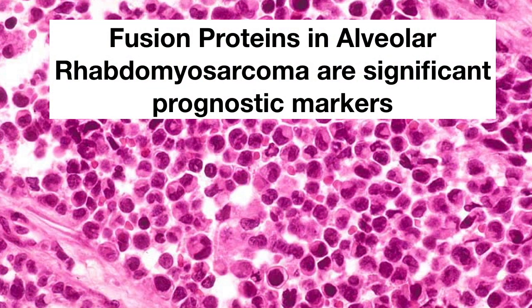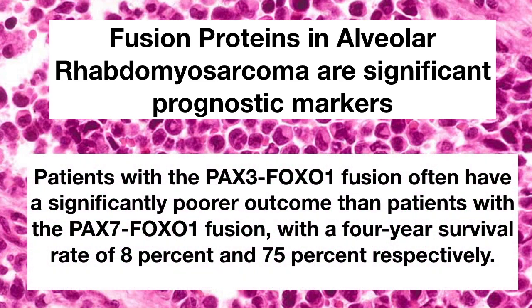These translocations are important prognostic indicators. Patients with a PAX3-FOXO1 fusion often have a significantly poorer outcome than patients with the PAX7 fusion, with 4-year survival rates of 8% and 75% respectively.